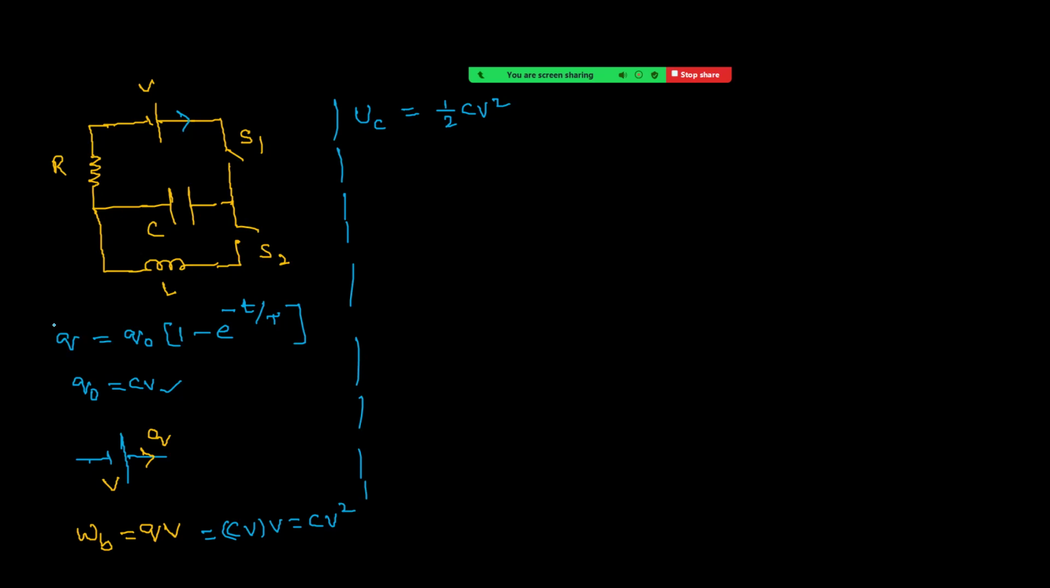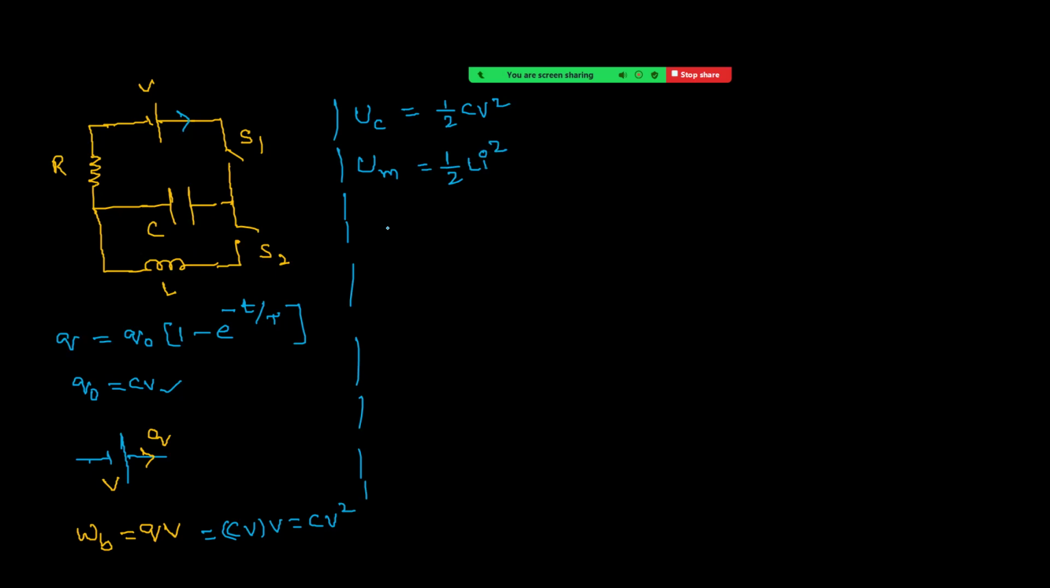Next, see options. At t equal to 0, energy stored in the circuit is purely in the form of magnetic energy. You can see when t equal to 0, capacitor is fully charged and no current is passing through the inductor. So we know that energy stored in the inductor, I am taking suffix M, and M stands for magnetic potential energy, is equal to half L i square, right?